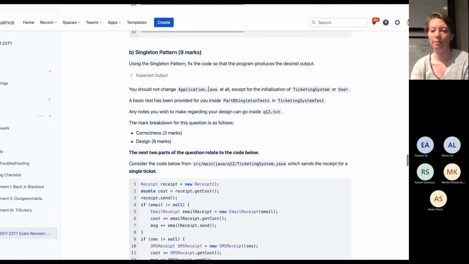But it says you should not change Application.java at all, except for the initialization of ticketing system or user. A basic test has been provided in this one in ticketing system. Any notes you wish to make regarding your code can go inside question 12. The mark breakdown for this question is as follows. So correctness 3, design 6 marks.